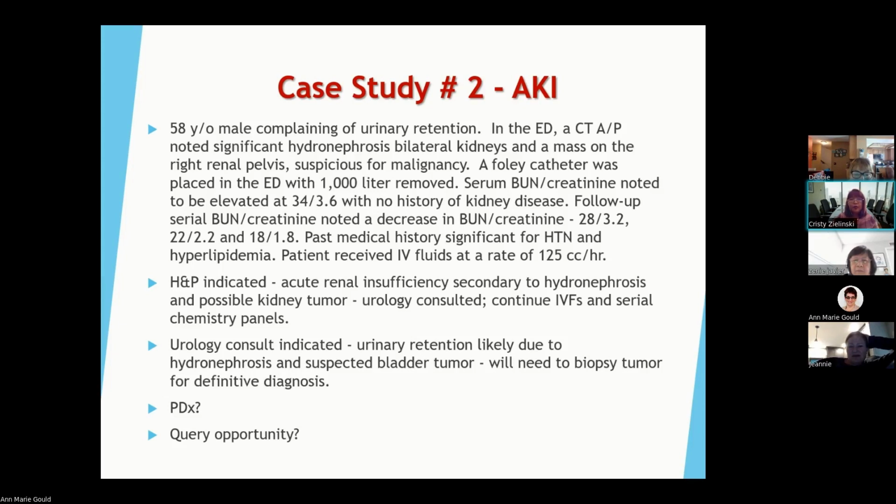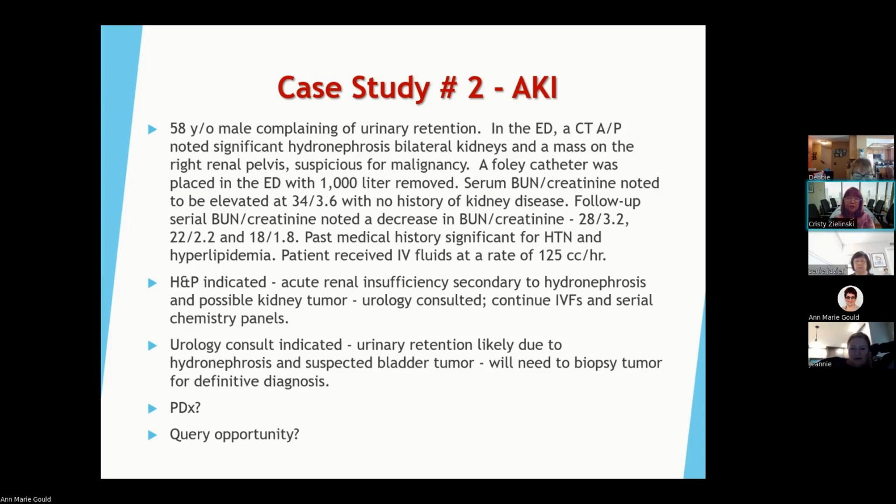Serum BUN and creatinine were elevated at 34 and 3.6 with no history of kidney disease. Follow-up serial BUN and creatinine showed a decrease to 28 and 3.2, 22 and 2.2, and 18 and 1.8. Past medical history is significant for hypertension and hyperlipidemia, and the patient received IV fluid at 125 cc per hour. The H&P indicated acute renal insufficiency secondary to hydronephrosis and possible kidney tumor.